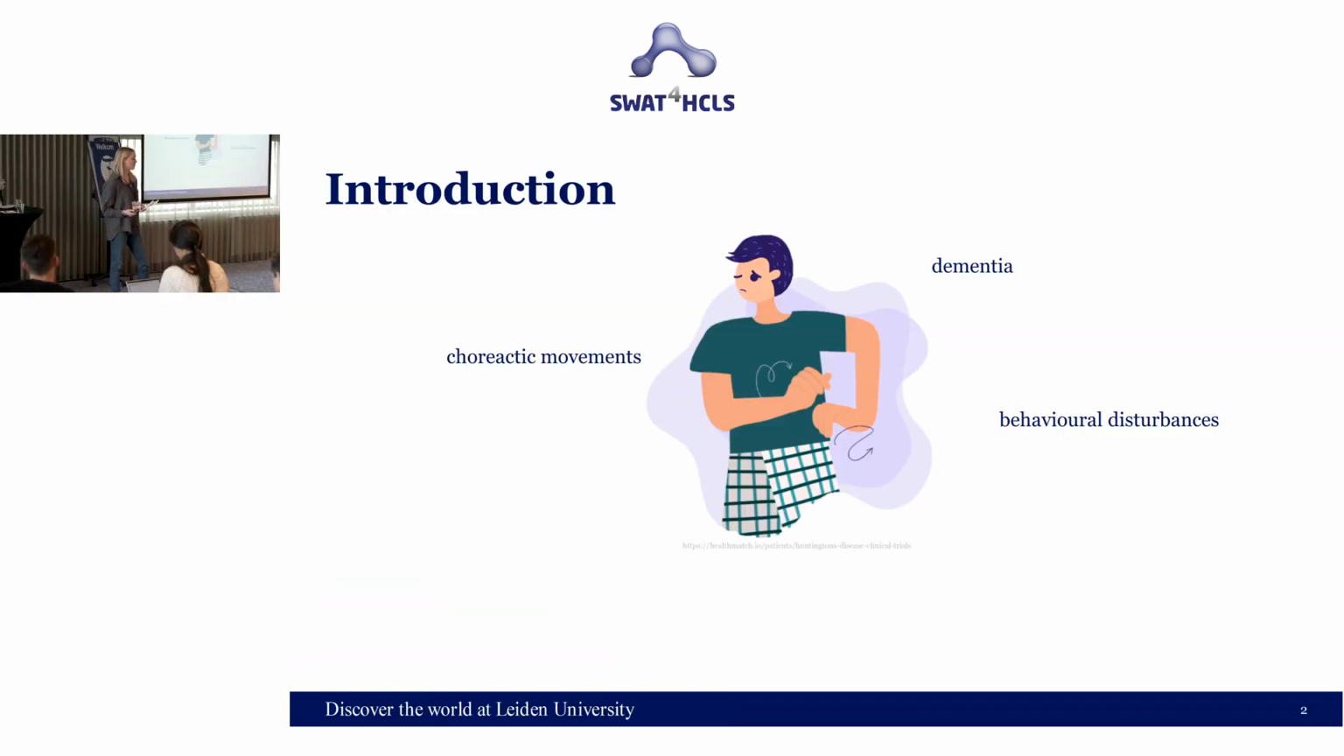So let's say we have this patient who suffers from memory loss, has involuntary unpredictable muscle movements, and has behavioral problems. This patient is diagnosed with Huntington disease. This is a rare neurodegenerative disorder. Only 1 in 10,000 people suffer from this disease, and there are currently no effective treatment options.